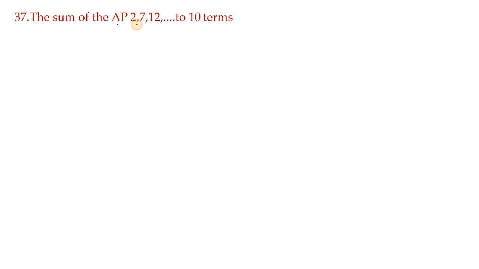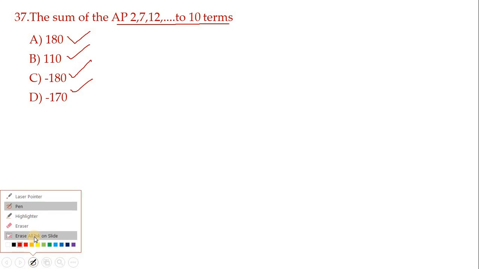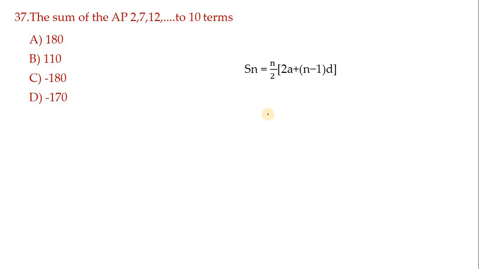The sum of the AP 2, 7, 12 up to 10 terms. Options: 180, 110, minus 180, minus 170. So we have to use the sum finding formula for this. Take the formula Sn is equal to n by 2 into 2a plus n minus 1 into d. Substitute the values, children. n value is 10 because we want to find the sum of 10 terms. a value is first term 2, and d value, 7 minus 2, is how much? 5.